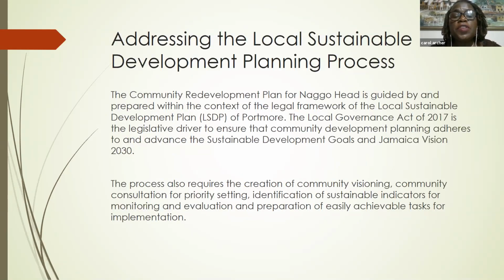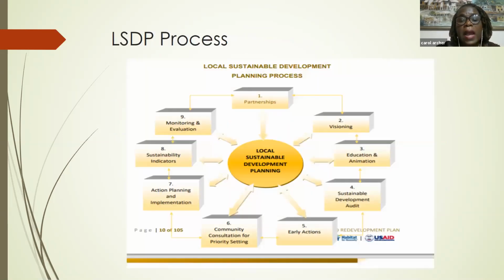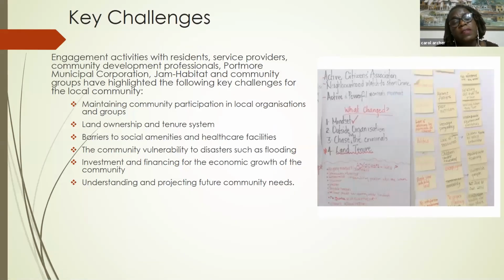This was also positioned within the context of a legislative framework for Jamaica, which is the Local Sustainable Development Plan. The community advised us that they wanted a document that they could serve to the government and that would direct how development would take place. So we used the local sustainable development process, which is a new piece of legislation enacted in 2017. This outlines the visioning, the education, the audit, identifying the early actions, the consultation, the action planning, the monitoring and evaluation, and so forth. So that was included in the process.